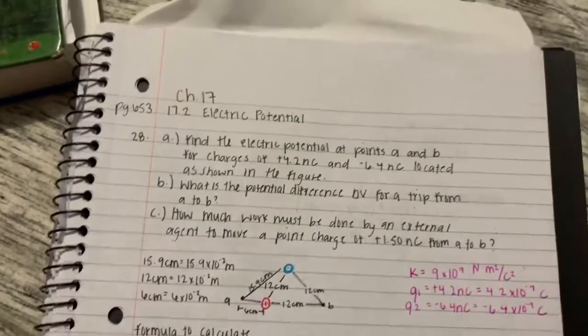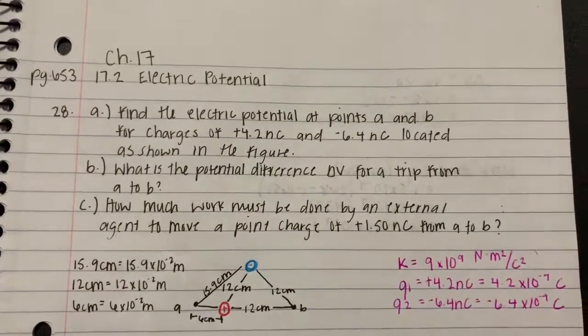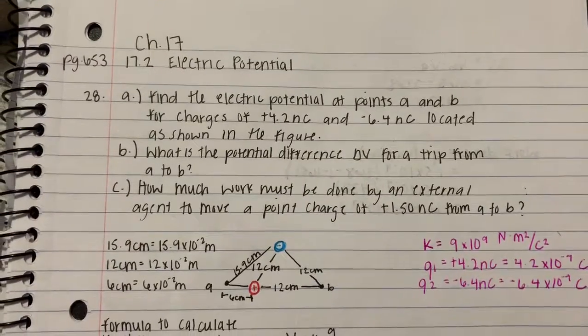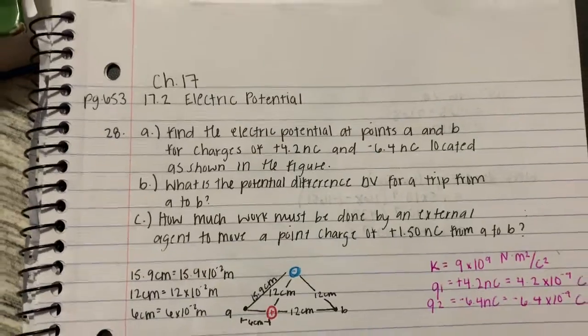Alright, this is my Chapter 17 reassessment. The problems are: find the electric potential at points A and B for charges positive 4.2 nanocoulombs and negative 6.4 nanocoulombs, located as shown in the figure.